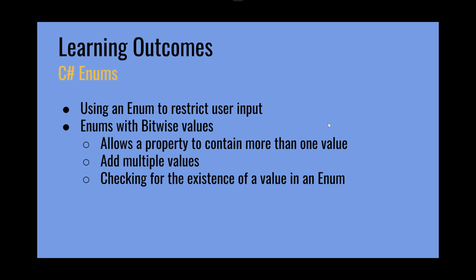We'll also show a trick that's been around with enums for a long time where we change the underlying numbering system to use binary numbers 1, 2, 4, 8, 16, 64. This is known as bitwise values, and that allows us to add more than one value to an enum. We'll show how you can add those in and how you can also check for their existence coming out the other side. So let's get on with it.